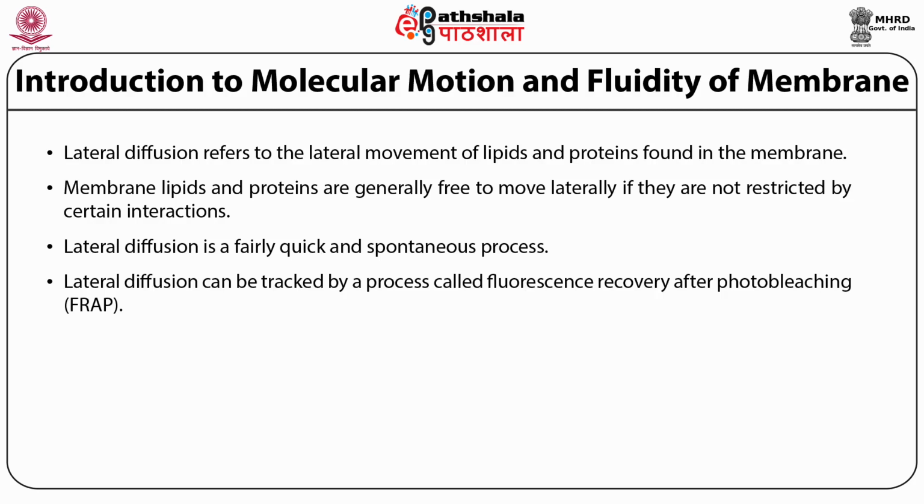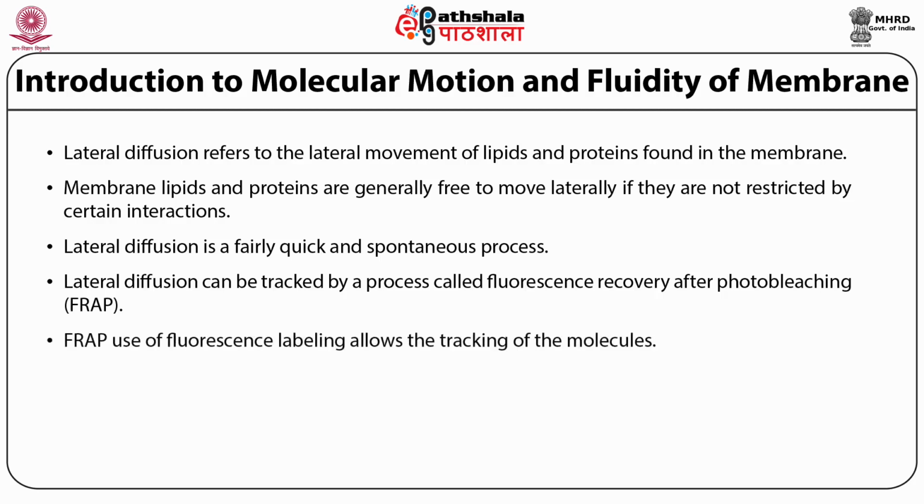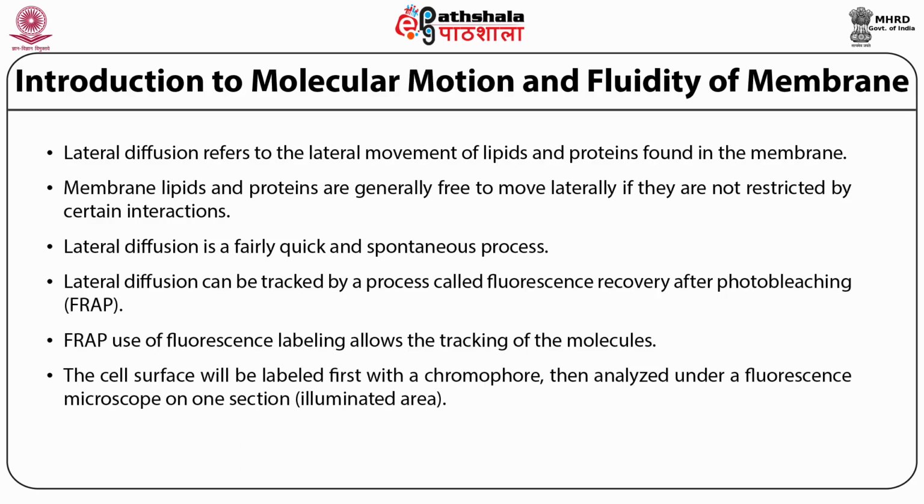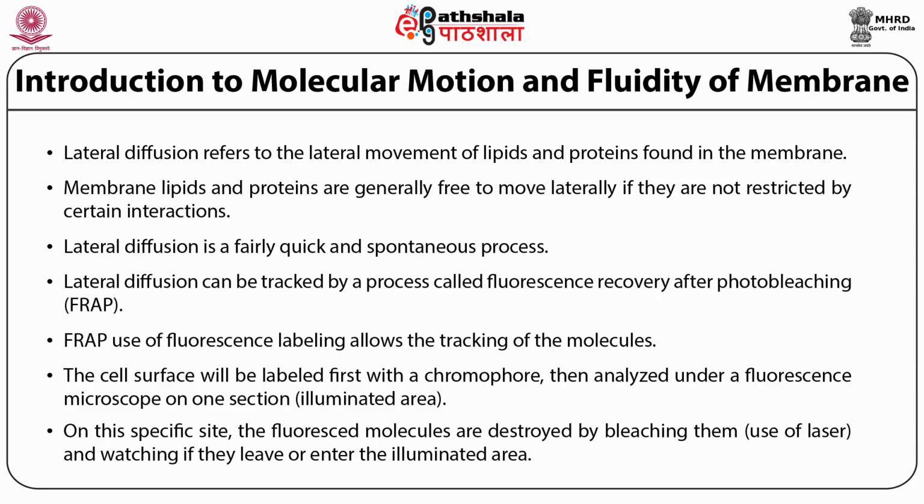This is a well-known method to monitor lateral diffusion. This process is possible because of the use of fluorescent labeled molecules, which allows tracking of the molecules. The cell surface is labeled first with a chromophore, then analyzed under a fluorescence microscope on a section, that is the illuminated area inside the microscope. On a specific site, fluorescent molecules are destroyed by bleaching them using laser light, and we watch whether they leave or enter the illuminated area.